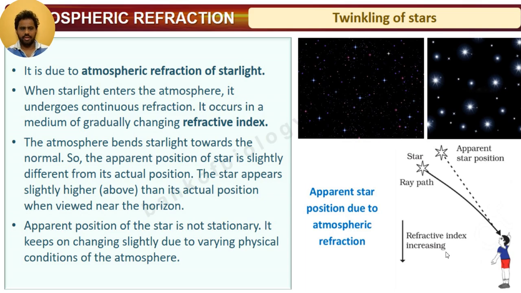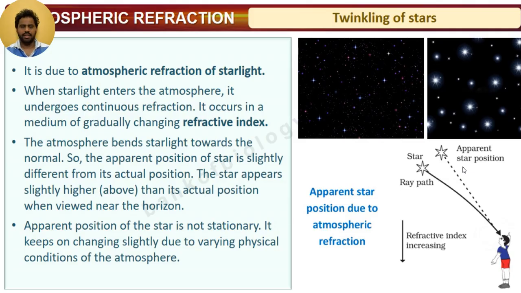See, I'll just explain. This is the star. Its light is coming and it's getting bent. It's not a straight path. So we get to see it somewhere here. The apparent star position is not the real position, but the position where we see it. This is the real star position. Due to refraction of light, we are seeing the star at this apparent star position, which is not the correct position, and it happens due to atmospheric refraction.